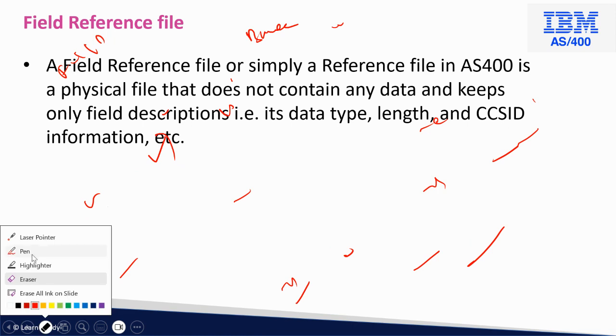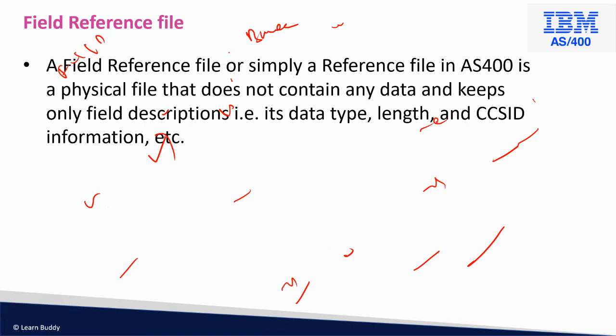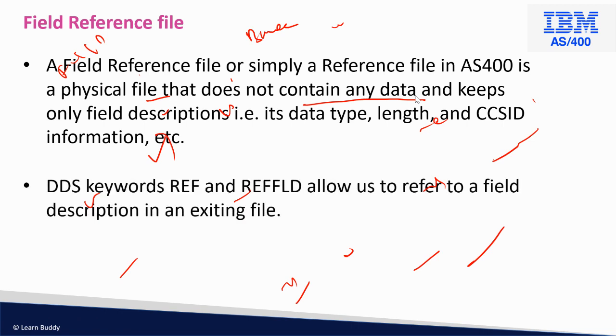So if you can see here, a field reference file in the AS400 is a physical file and does not contain any data. A field reference file usually does not have any data. It keeps only the field description, that is the data type and length. Okay, so the DDS keywords: how can you refer to the fields from the field reference file?